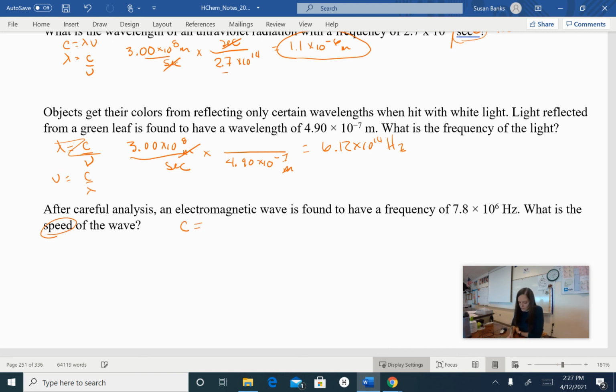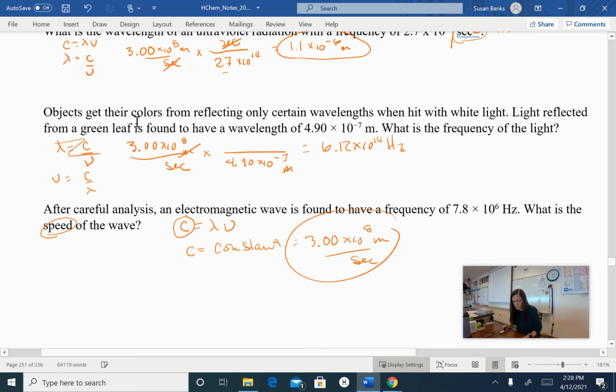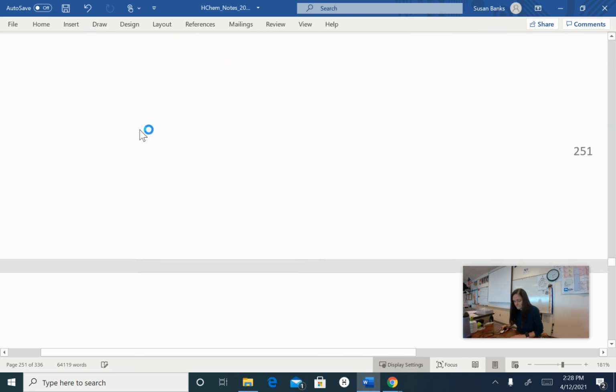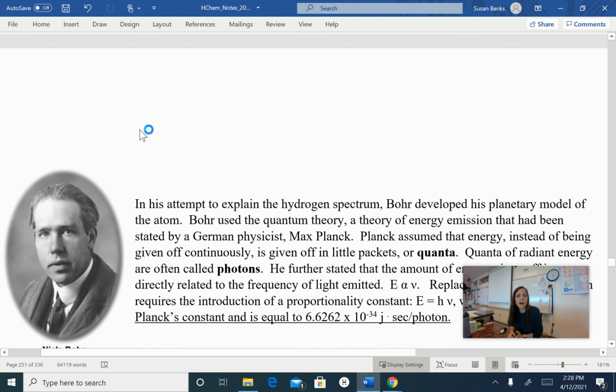Okay, speed equals lambda times frequency. Isn't the speed of light a constant? Yeah, c is a constant. So it's 3.00 times 10 to the 8th meters per second. Okay? Don't get fooled by asking what the speed is, because it's all the speed of light. All right? So that is how we use wavelength and frequency to generate different wavelengths and frequencies along the electromagnetic spectrum.